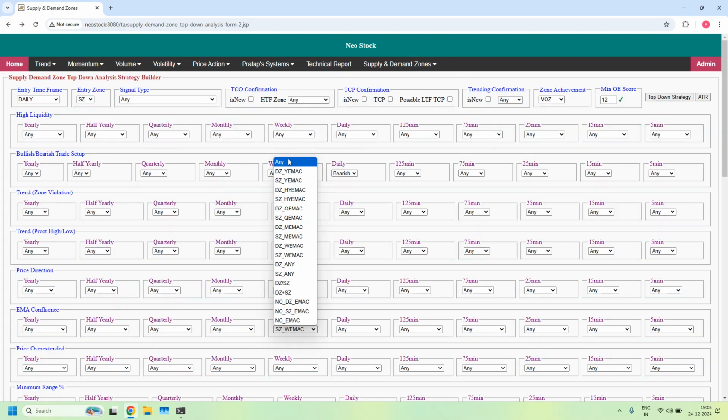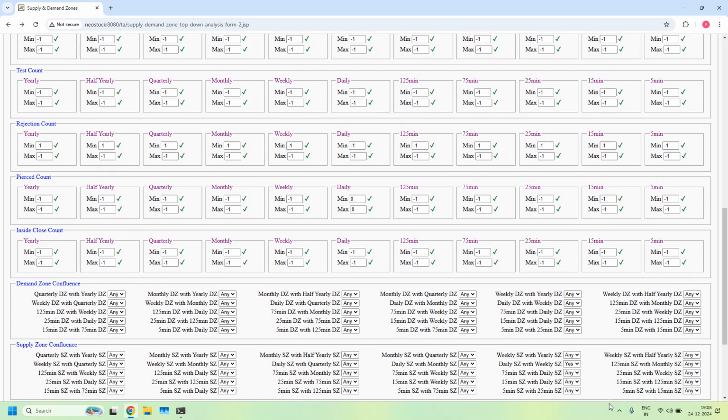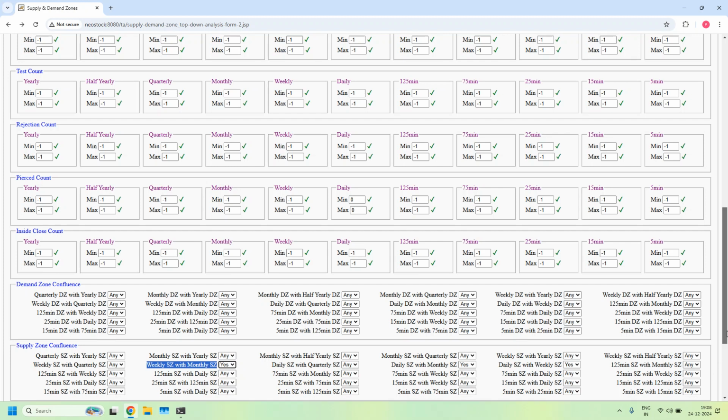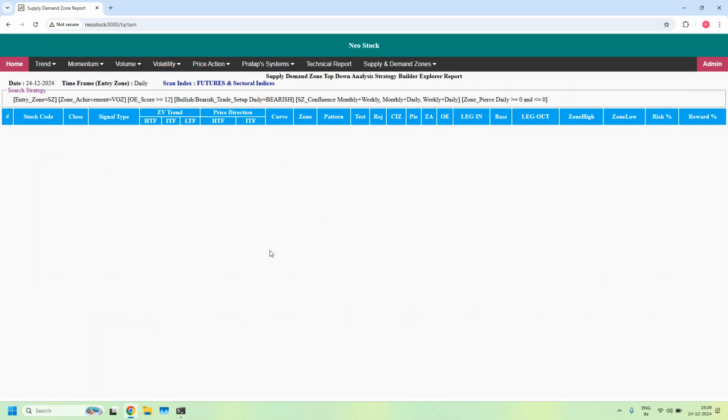Removing this EMA filter. And in the supply zone confluence, there are three filters we need to set. Daily supply zone with weekly supply zone confluence is already enabled. Next, daily supply zone with monthly supply zone confluence, and weekly supply zone with monthly supply zone confluence. With all three filters, LTF, ITF and HTF supply zone confluence, we did not get that stock. But that is a high probability setup because it has LTF, ITF confluence and also EMA confluence.